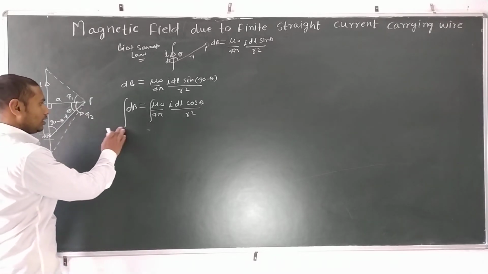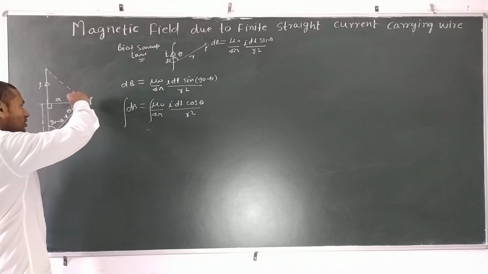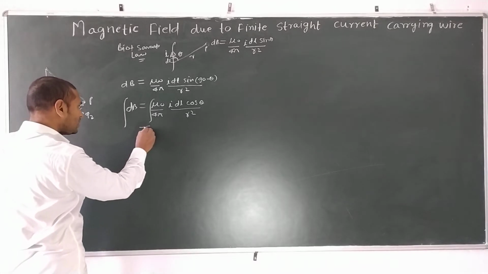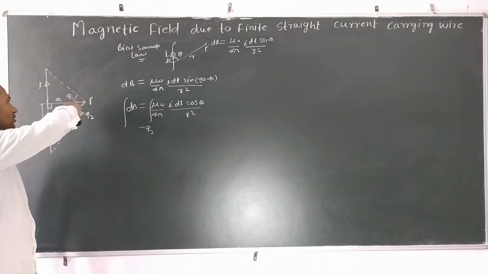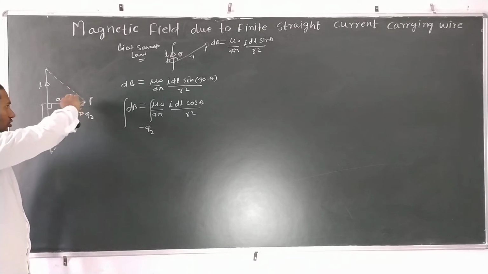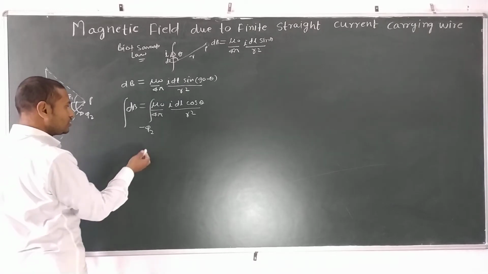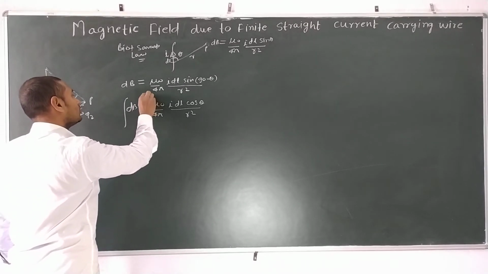Our integration is from phi 2 to phi 1, so we write here minus phi 2. Why do we write minus? Because this one is anti-clockwise and this one is clockwise, so both angles are opposite to each other. So we consider the first one negative and the second one, that is phi 1, positive.